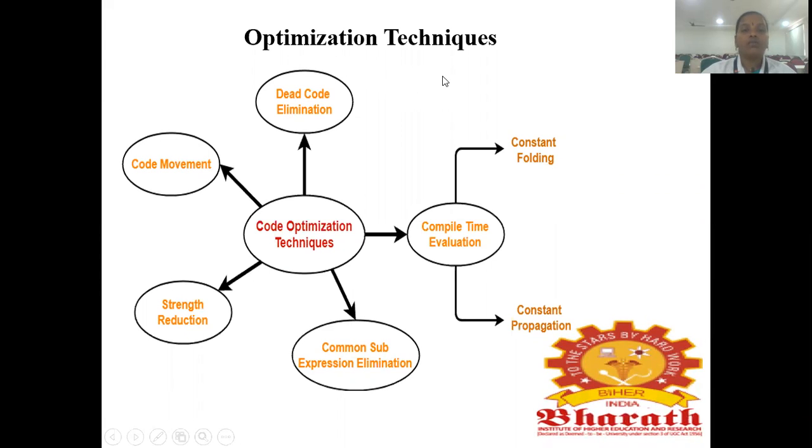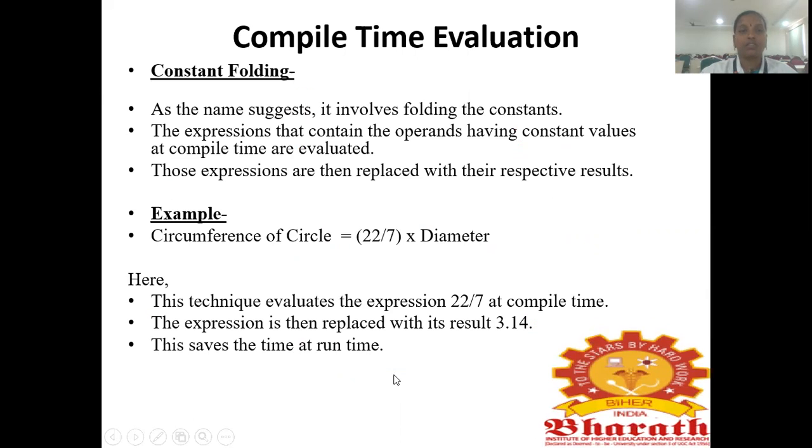These are all the techniques used in the optimization process. First, code optimization techniques. There are six or seven code optimization techniques. The first one is compile time evaluation, which has two types: constant folding and constant propagation. Next is dead code elimination. Next, code movement. Next, strength reduction. Next, common subexpression elimination.